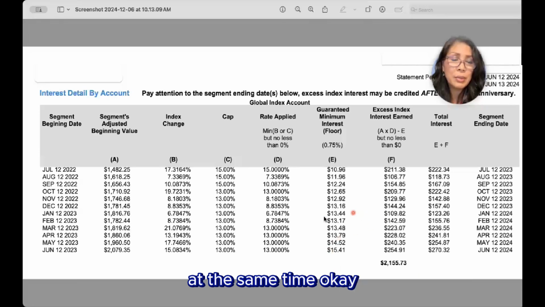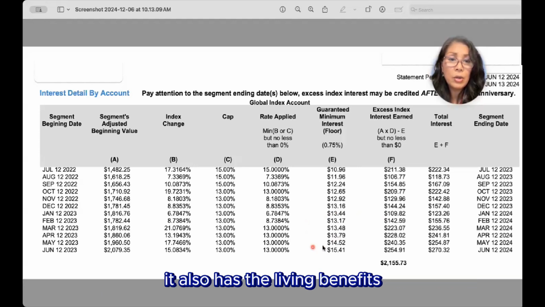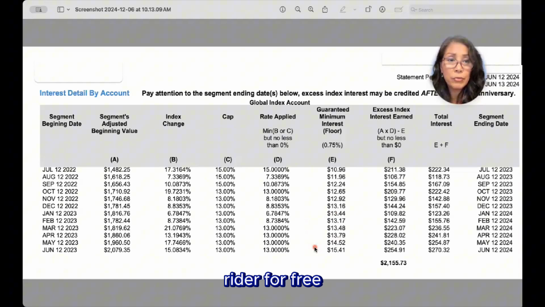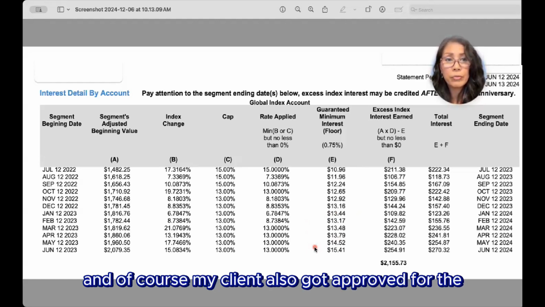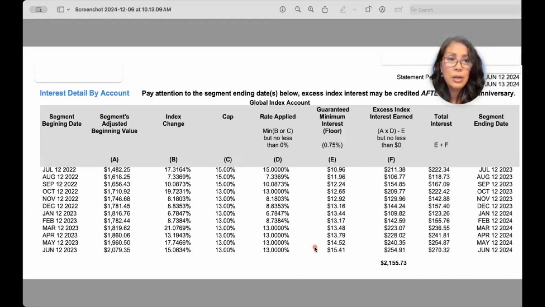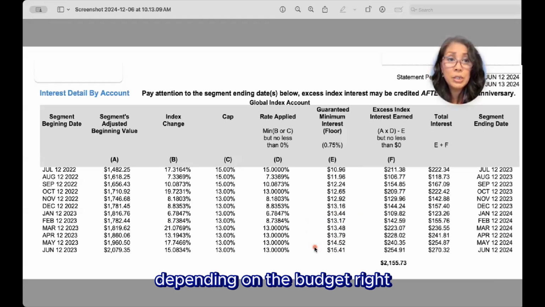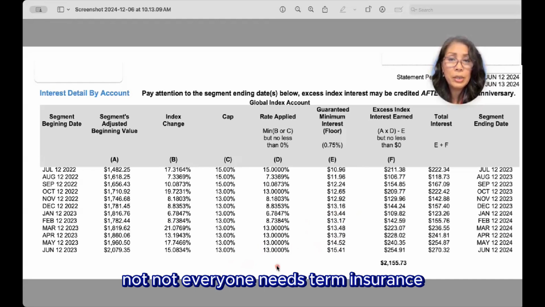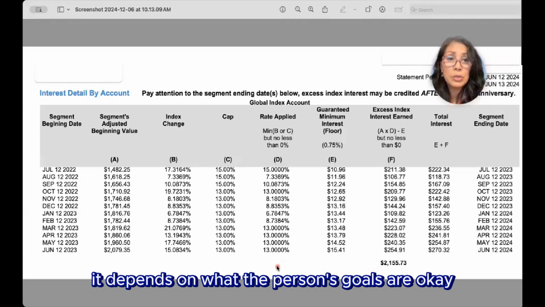Okay, at the same time, this policy has an increasing death benefit. It also has the living benefits because my client got approved for the terminal illness rider for free, the critical illness rider for free, and of course my client also got approved for the long-term care insurance. Okay, so again, depending on the need of the person, depending on the budget, there's a suitable plan for them. But not everyone needs term insurance, not everyone needs index universal life. So again, it depends on what the person's goals are.